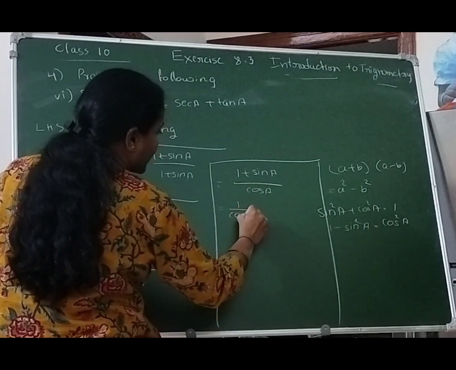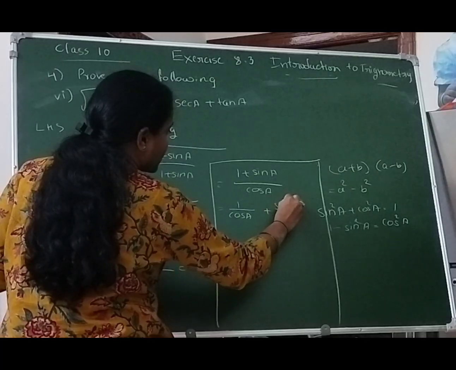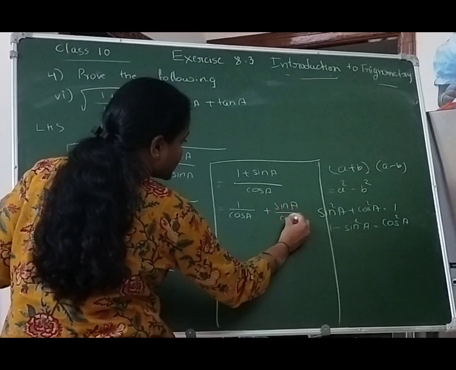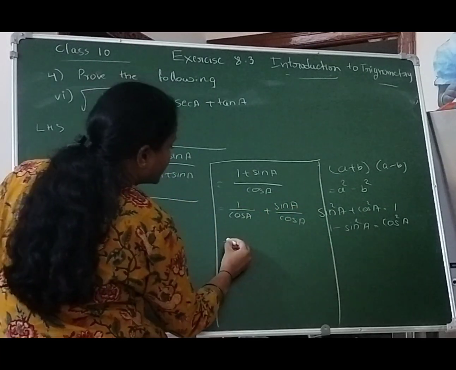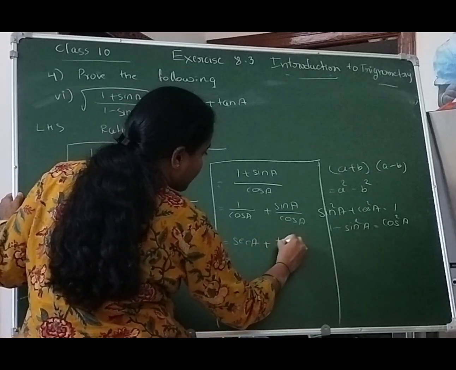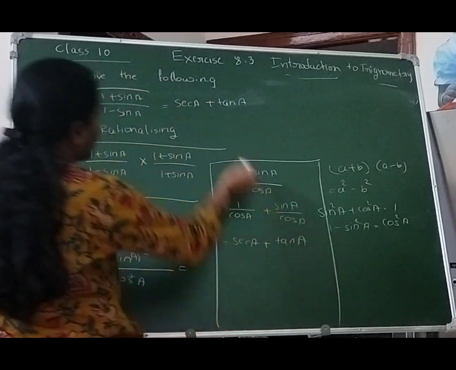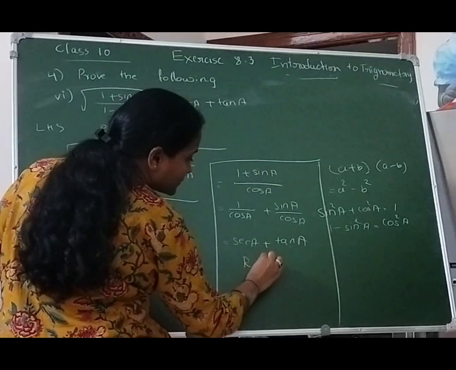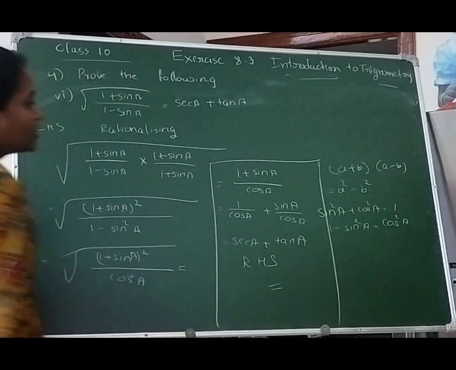So it will become 1 by cos A plus sin A by cos A. So we know what is 1 by cos A, that is secant A, and sin A by cos A is tan A. Right? That's nothing but our RHS. Hence proved.